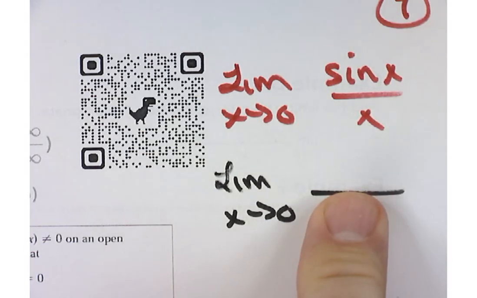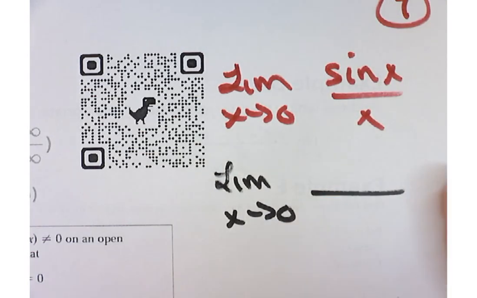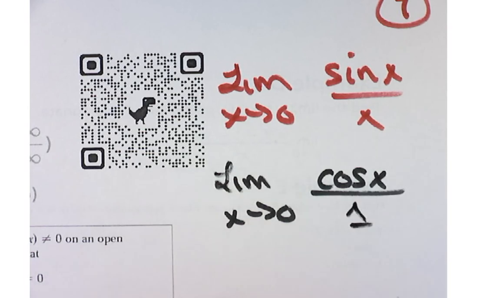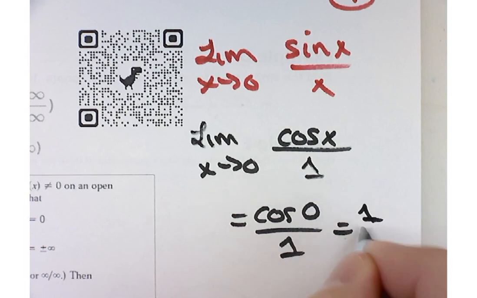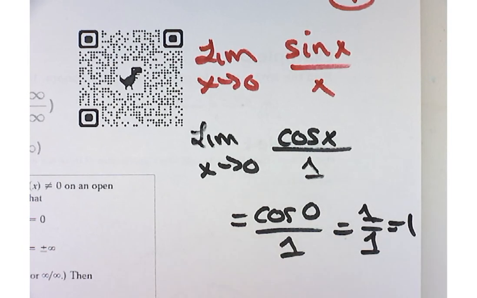So what's the derivative of the numerator? Cosine. And I need a brave volunteer to give me the derivative of the denominator. 1. Thank you for your bravery. All right, awesome. Now, let's try and take the limit again. As x approaches 0, where is this going? Cosine of 0 over 1. Yeah, 1 over 1, which is 1.